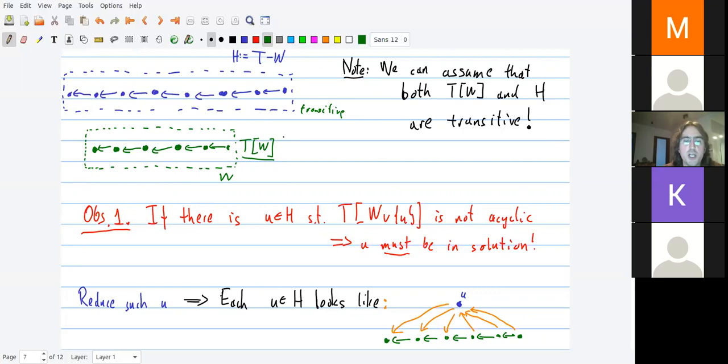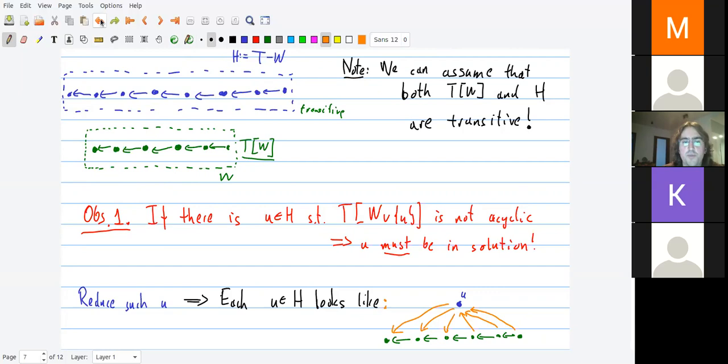So essentially what we have now is two transitive tournaments and some edges in between them. I don't know how they really work. And we would like to remove some vertices from this upper part, from H, in order to make the whole thing transitive. So now the basic observation is the same as before.